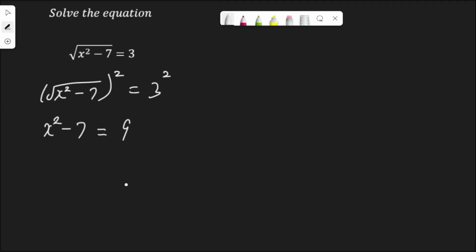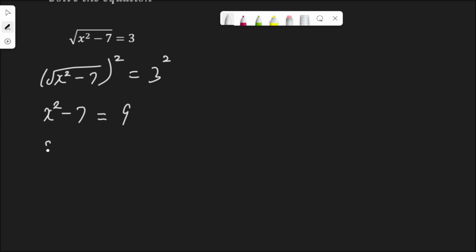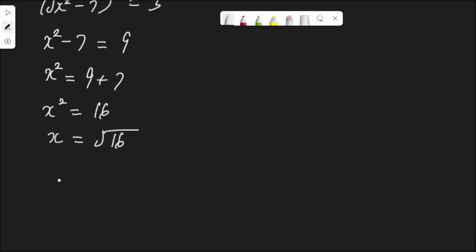3 squared is 9. Collecting terms, x squared is equal to 9 plus 7. x squared, therefore, is equal to 16. Taking the square root of 16, the square root of 16 is plus or minus 4. That means x is equal to negative 4 or positive 4.